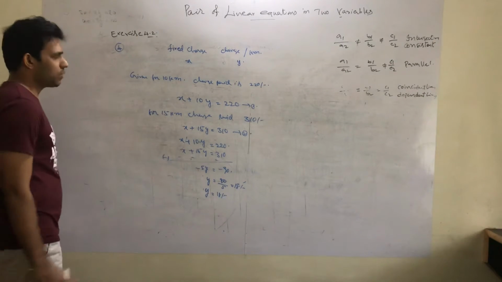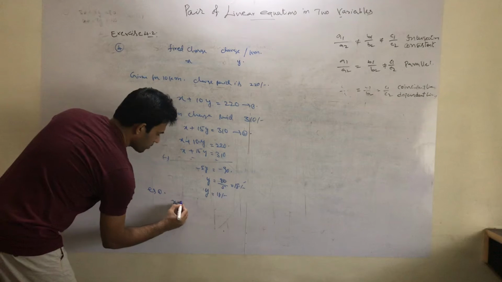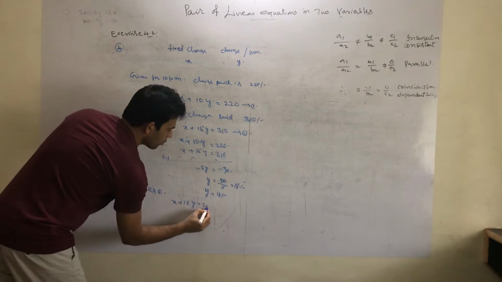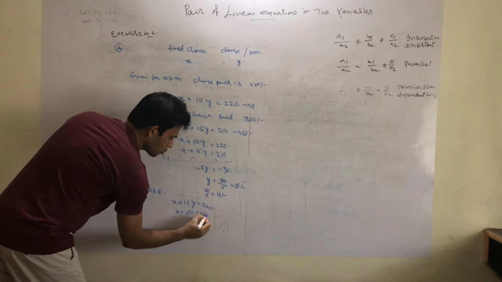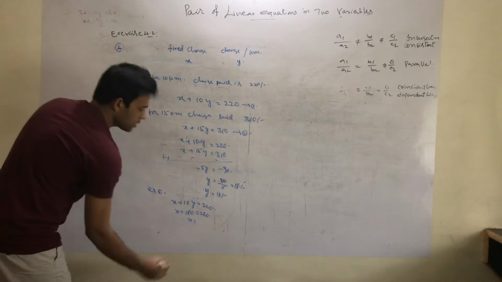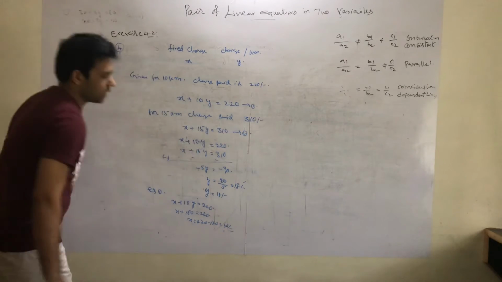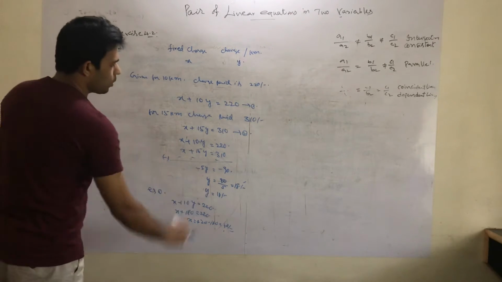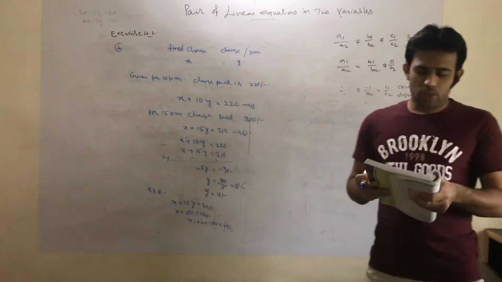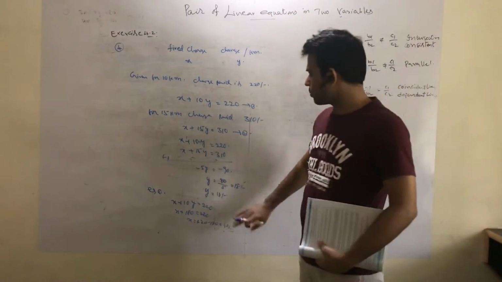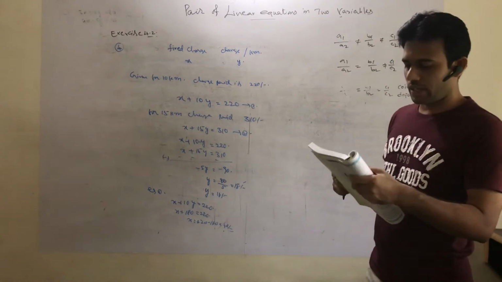Now substitute in any of the equations. By substituting in equation 1, you will get the x value. x plus 10y equals 220, and 10 into 18 is 180, so x plus 180 equals 220. So x becomes 220 minus 180, that is 40. So the fixed charge x is 40 rupees and the charge per kilometer is 18 rupees. That is your first problem.